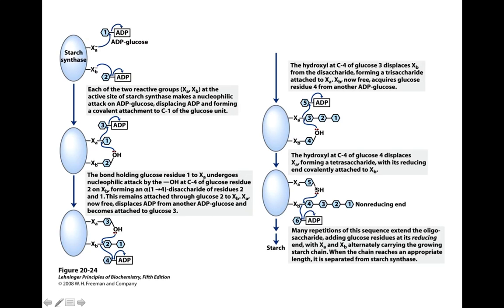With starch synthesis, we need two things. We need something called ADP glucose, that's glucose with ADP attached to it, and then we need starch synthase, which is the enzyme that's going to catalyze this reaction. I do want you to notice that there are two reactive groups, XA and XB, and what's occurring here is that they alternate between the two of them, adding on the glucose molecules to form the starch. Let's squeak ahead here. XA is going to add the third glucose, and XB is going to add the fourth glucose, and then XA is going to add the fifth, and XB the sixth, so on and so forth. They just alternate between the two of them.